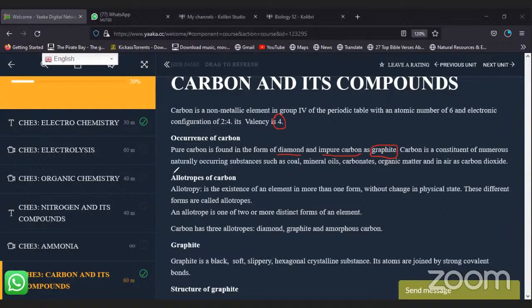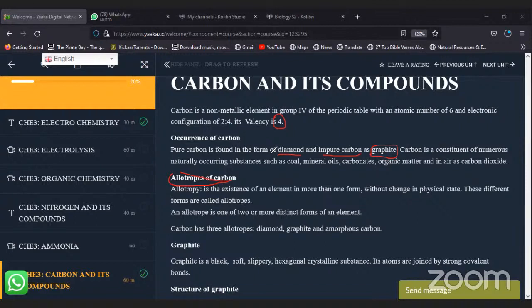Now, with that being said, let us look at the allotropes of carbon. You may ask, allotropes of carbon, but what is an allotrope or what is allotropy? Allotropy is the existence of an element in more than one form without change in physical state. The different forms of that particular element is what we call the allotropes.